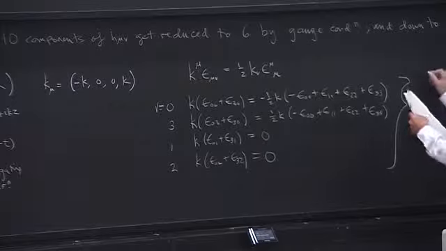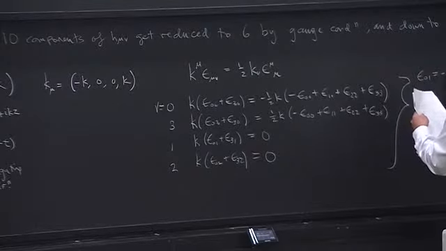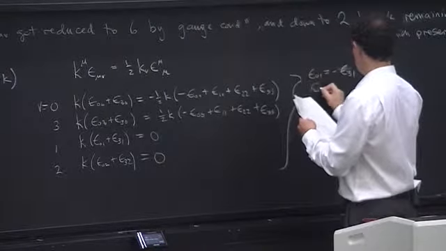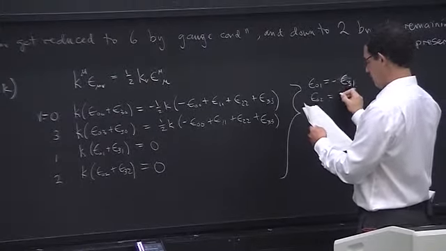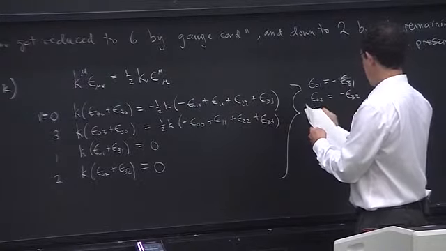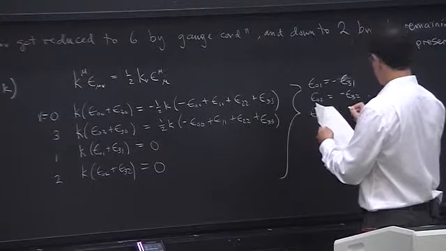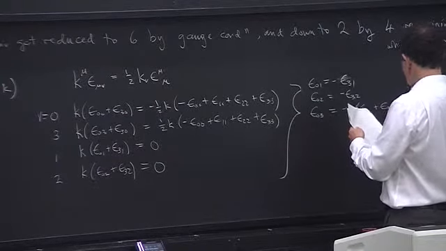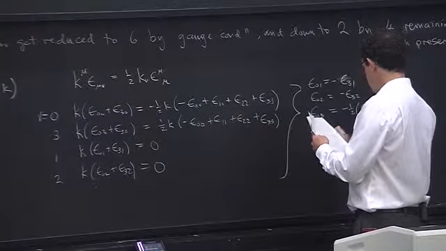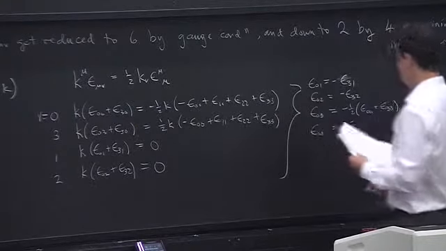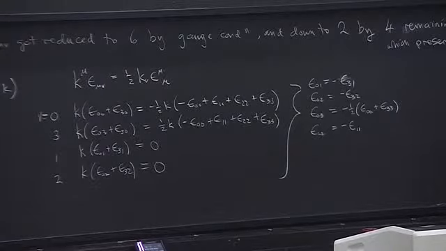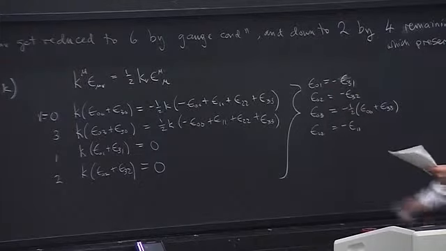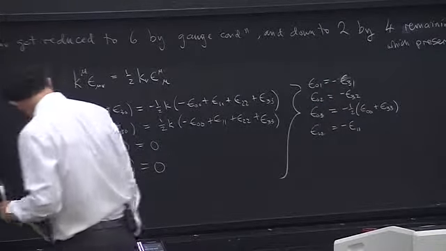And what we see from this is epsilon 0,1 is minus epsilon 3,1. Epsilon 0,2 is minus epsilon 3,2. Epsilon 0,3 is equal to minus 1/2 (epsilon 0,0 plus epsilon 3,3). And epsilon 2,2 is minus epsilon 1,1. So we've managed to eliminate 4 components of epsilon using the 4 gauge conditions.